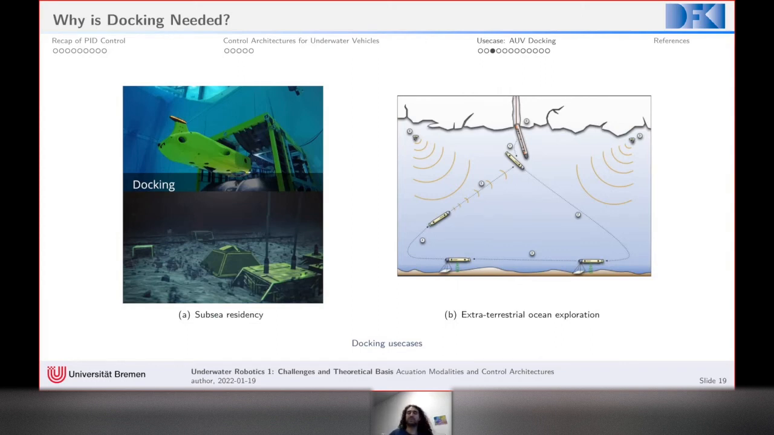The scenarios here also extend to space exploration or extraterrestrial ocean exploration, which is part of one of the projects that we work on here. So we also have a docking station where, after exploration, the robot can come back, dock into this station, and then transfer information.